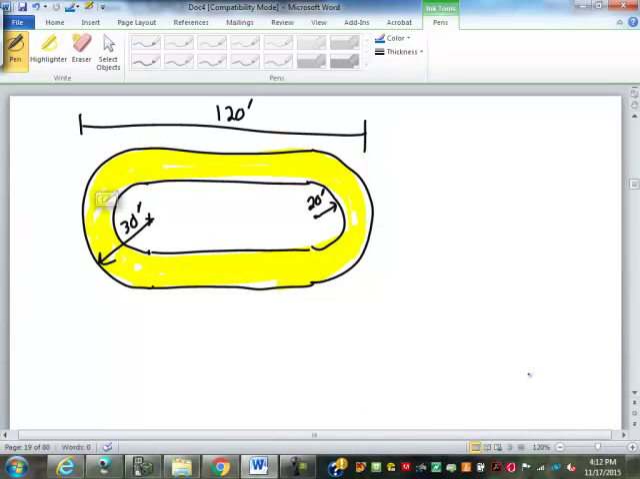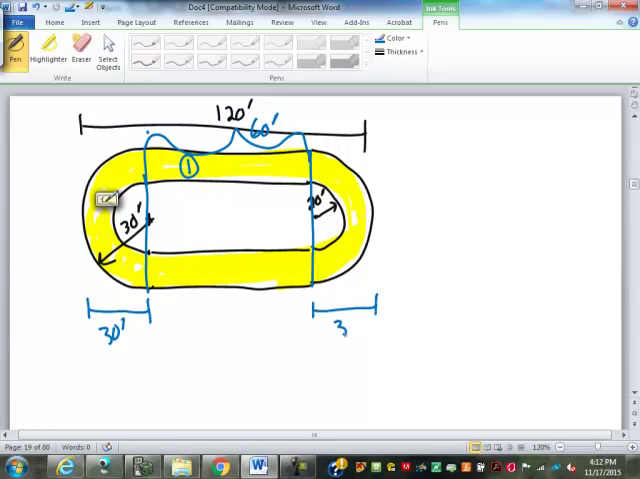So this one looks terrible, but it's not nearly as bad as it looks. First, we can cut it like this. And we have a rectangle here. How long is this rectangle? It's 60 feet. How do I get that? Well, if the radius is 30, this is 30 feet here, and it would have to be 30 feet here. So 120, subtract 30, and subtract 30 again is 60.